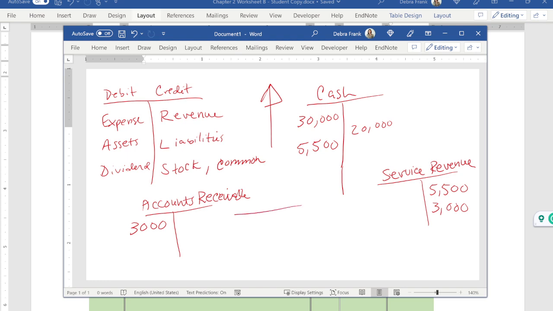So we'll make a T account for one of them, which was rent expense. And then the other one was salaries expense.